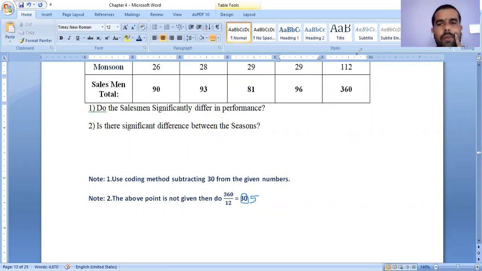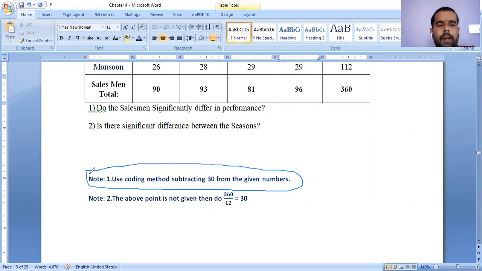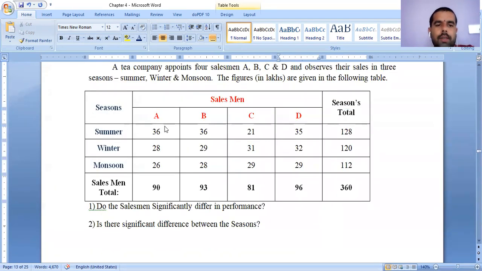Then observe the solution carefully. Any doubt you get, please write in the comment section. In the given question, if the coding number is mentioned, use it. If it is not mentioned, then simply do these totals. If only the 12 variables are given, you have to do the salesman totals and the seasons totals in the answer paper, then do the grand total.